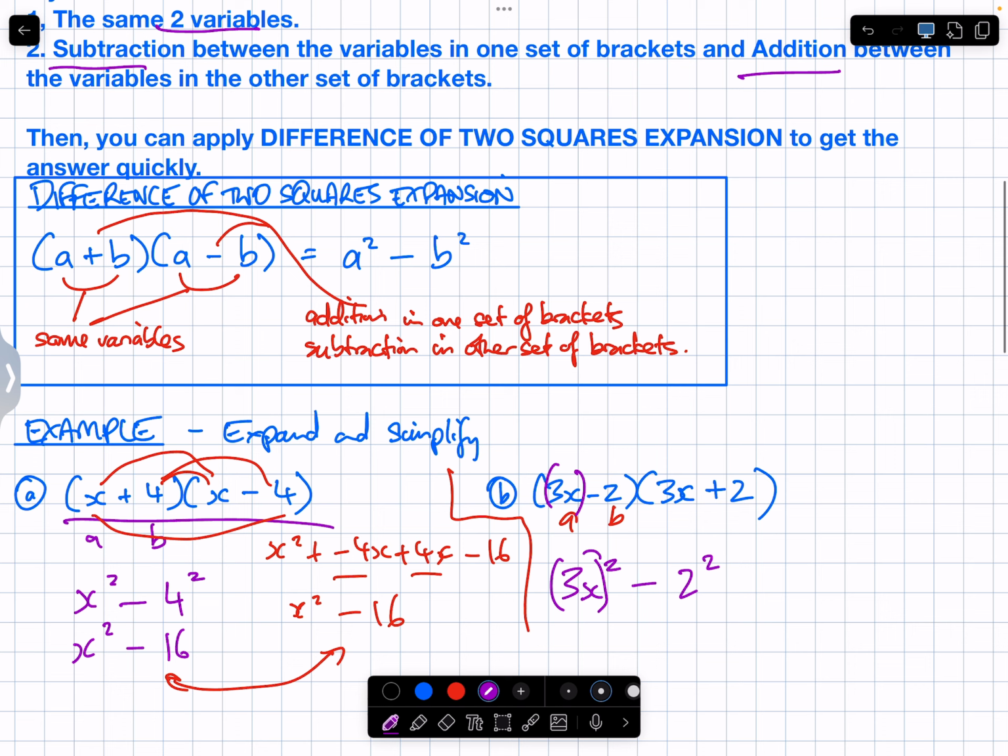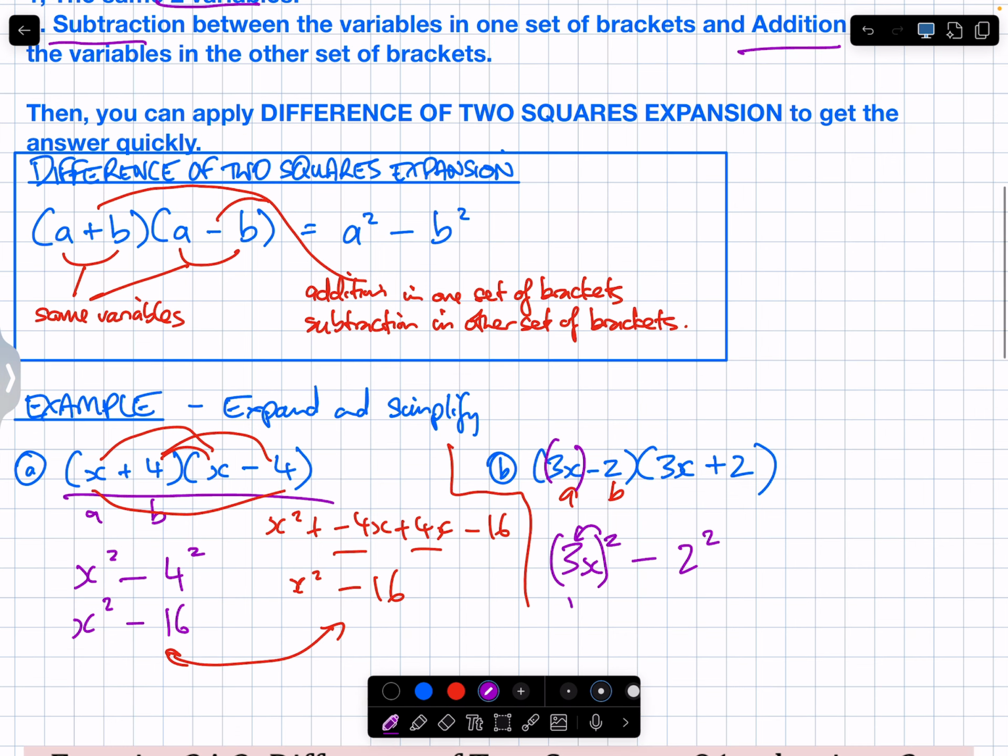So index laws, that square applies to the 3. That square applies to the x. So it's going to be 9x squared, take away 4. Second to last rule. Real short, sharp speed run lessons here. Can you get those couple of examples down, please?